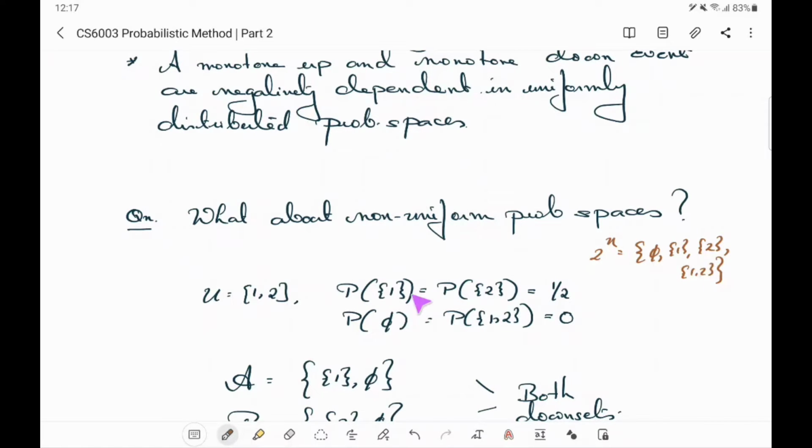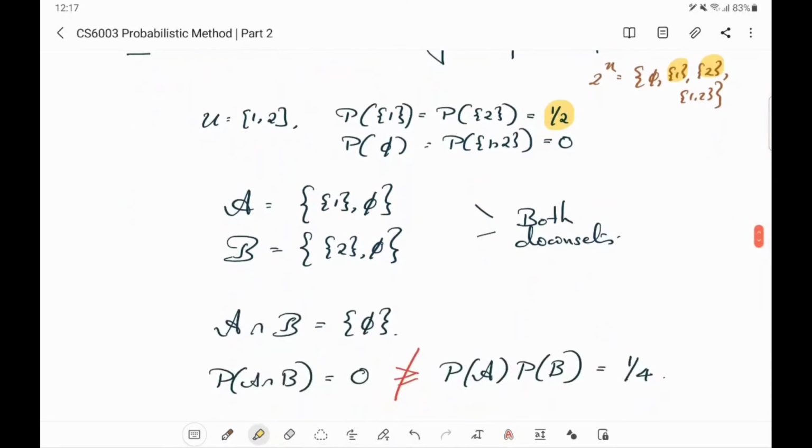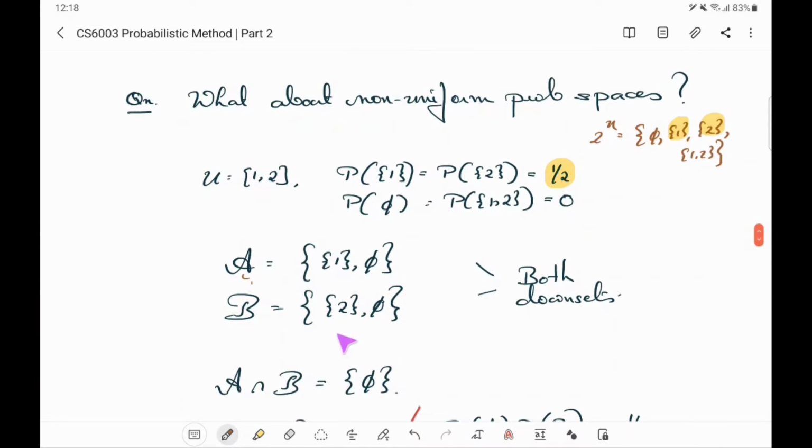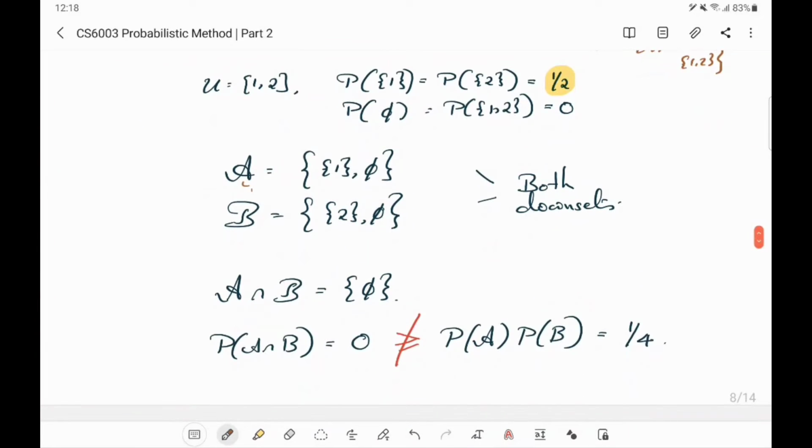So I choose to give a probability of half to this guy and this guy, and a probability of 0 to the other 2 guys. This is also a valid probability assignment, not a uniform probability assignment, a very biased probability assignment. But in this case, it turns out that Kleitman's theorem is not valid. Consider these 2 events. A is the collection of the singleton 1 and the empty set, and B is the collection of the singleton 2 and the empty set. Both of them are easily verified to be down sets: if a set is there, its subset is also there. A intersection B happens to be just the empty set, but both are down sets.